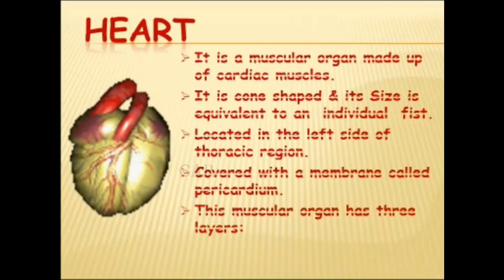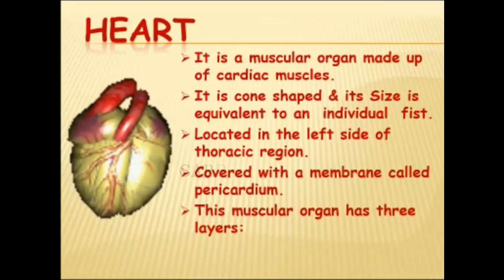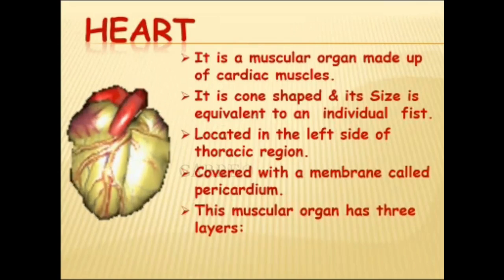Friends, as you already know, this heart is a muscular organ made up of cardiac muscles. In my previous chapter of muscles, we have seen that these muscles are of three types, that is voluntary muscle, involuntary muscle and cardiac muscles. These cardiac muscles are specialized muscles and are involuntary in nature, and their functions are controlled by autonomic nervous system.